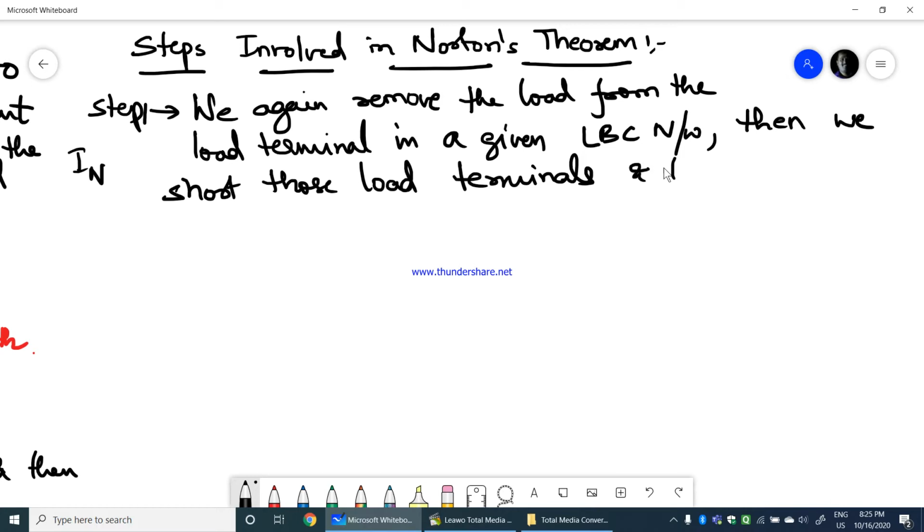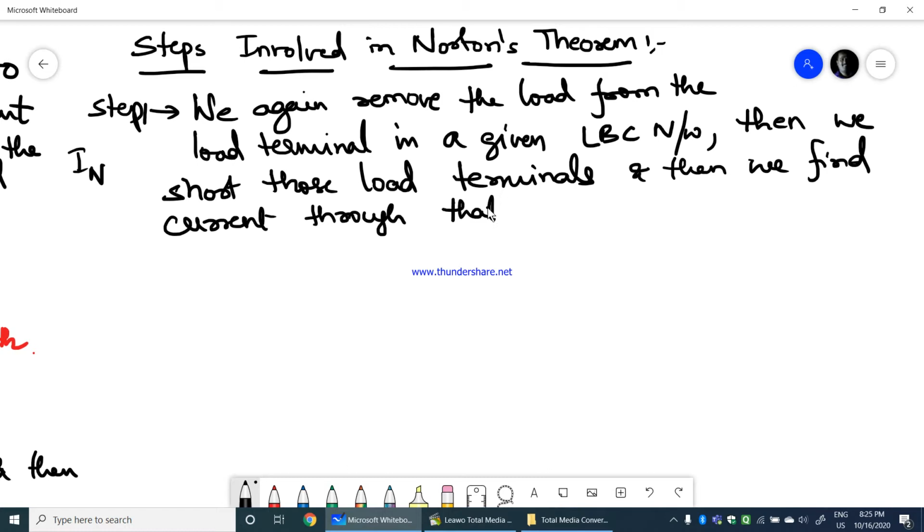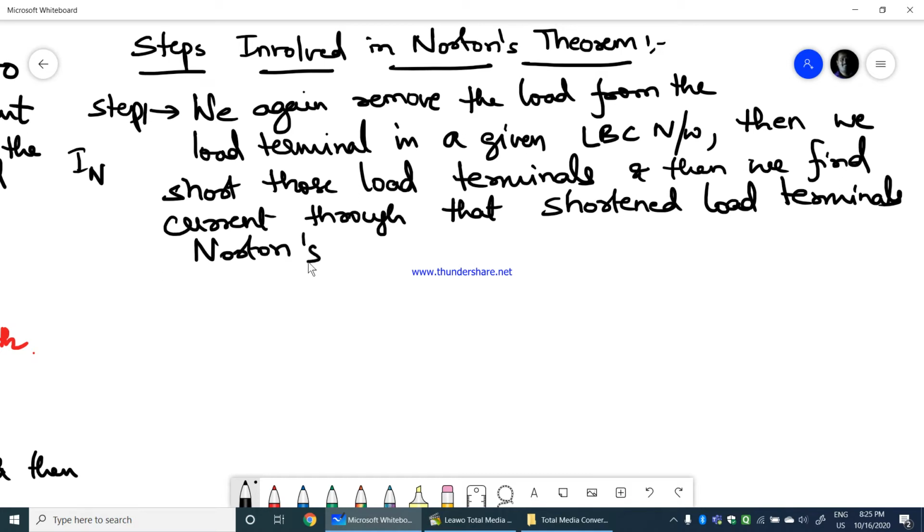and then we find the current through that shortened load terminals, and that current is nothing but Norton's current. That current is nothing but Norton's current source.